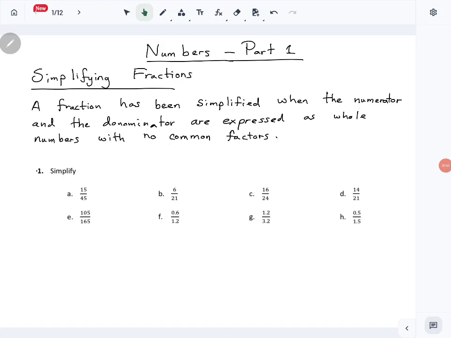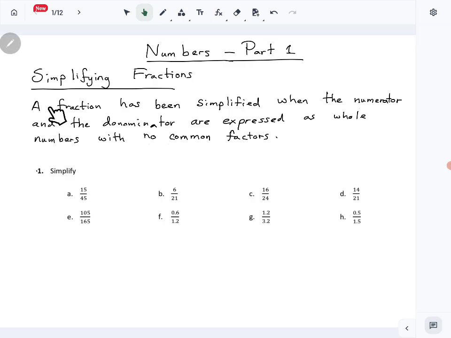Okay, this is the first lesson in EDEXCEL IGCSE mathematics. Under that, we are first going to discuss the numbers part. First, we are going to look at how to simplify fractions.